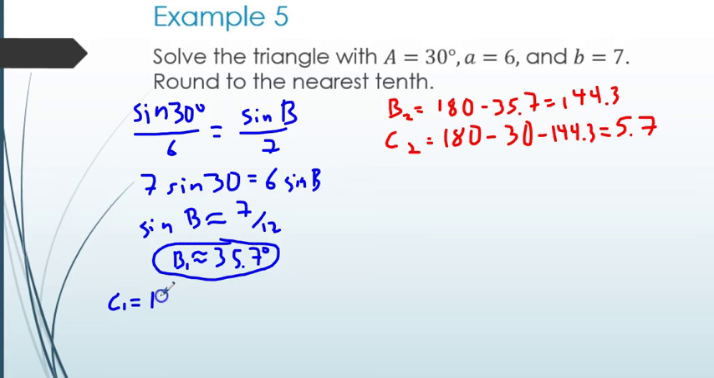That's going to come from 180 minus the angle A of 30 minus angle B, and you have to be careful and make sure you're not switching your values around. You have to make sure you're using the B from this triangle and not accidentally using the one from the other triangle, or your answers will start to get switched around. So 180 minus 30 minus 35.7 gives us a missing angle of 114.3 degrees.